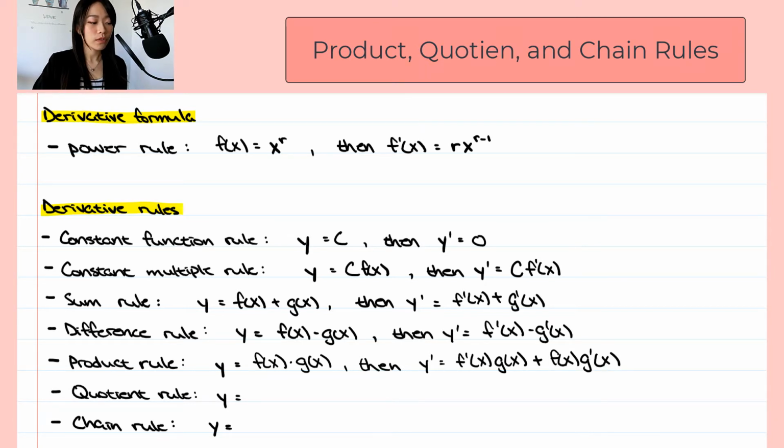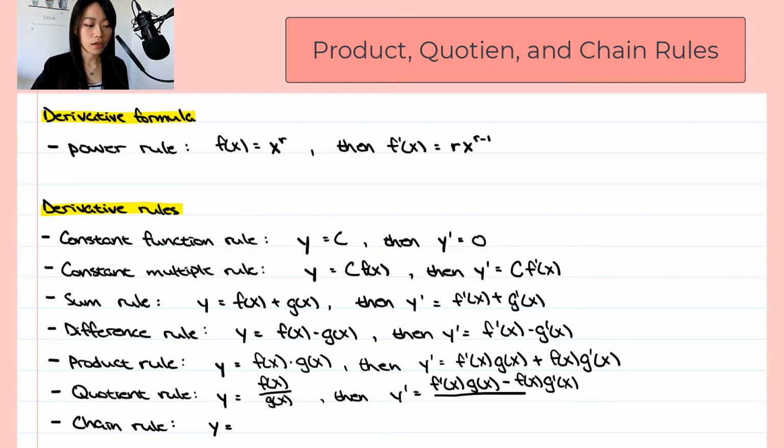And for the quotient rule, if a function is defined as a function of x over another function of x, then its derivative is again more complicated. Its derivative is the derivative of the numerator times the denominator minus the numerator times the derivative of the denominator, over the denominator squared.